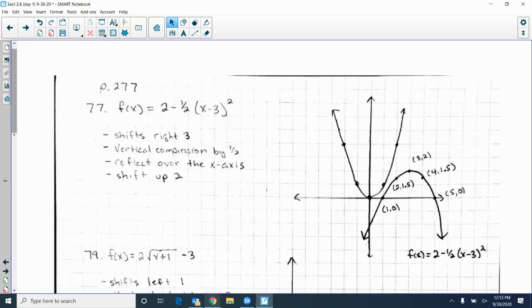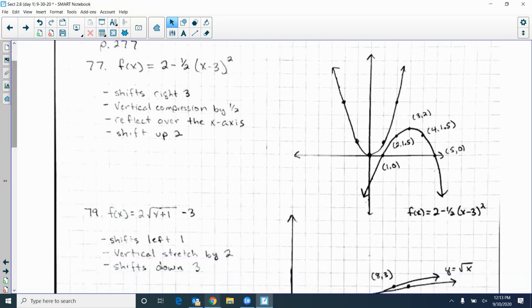Now here's the graphs. 77. Now I put the parent function on there. Shifts right 3, vertical compression by 1/2. Shrinks it down. Reflect over the x-axis, puts it upside down, and shift up 2. So you should end up here. At least label 3 points.